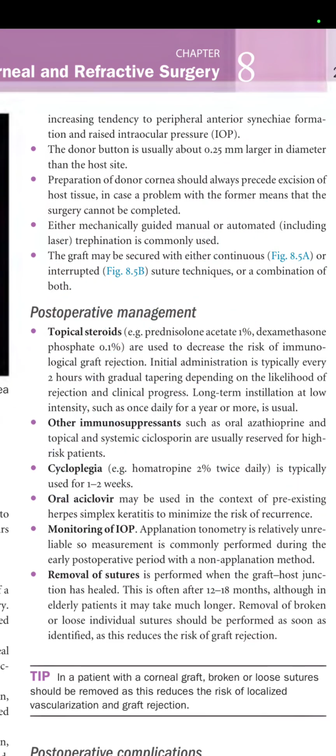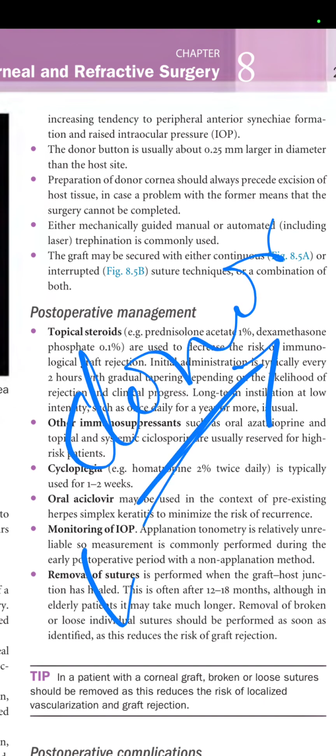Preparation of the donor cornea should always precede excision of the host tissue, in case a problem with the former means that the surgery cannot be completed. If the donor cornea is not adequately prepared, or there is some problem, then you can abort the procedure. But if you have already excised the host cornea and the donor cornea is defective, you don't have any other piece to put on, and that can be very problematic.